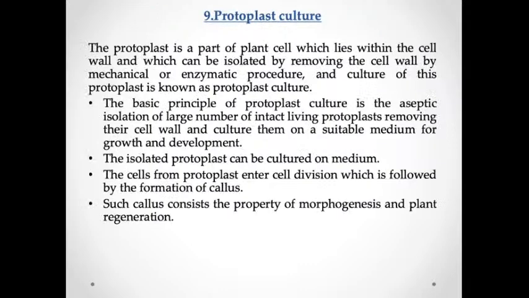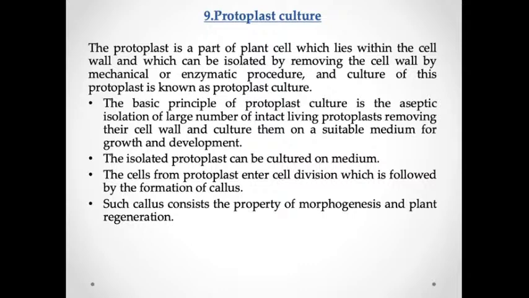So 8 cultures done. So this is, I think, the last culture, the protoplast culture, which is your cell without cell wall but having a plasma membrane, and fusion of protoplasts is done to see what is happening, which are not able to germinate. Two different types of species, you can do it with the help of protoplast culture. So protoplast is the part of the plant which lies within the cell wall, which can be isolated by removing the cell wall by mechanical or enzymatic procedure, and culture of this protoplast is known as protoplast culture.